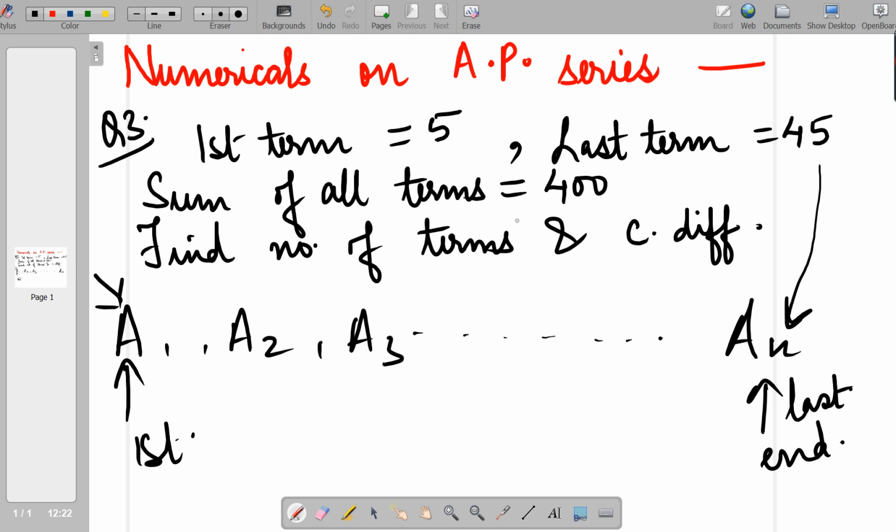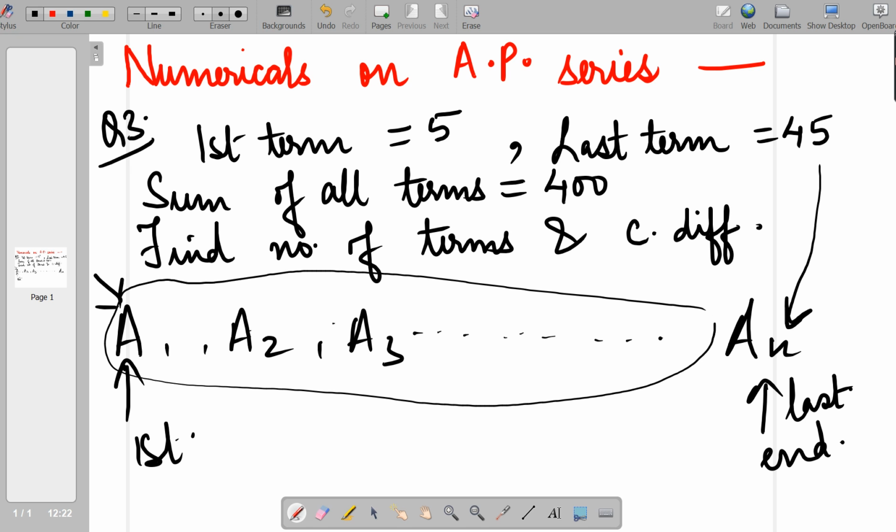One more thing is given, that is the summation of all the terms, the altogether value. It means if you add A1 plus A2 plus A3 plus A4 plus A5 and keep adding all the terms, and when you reach AN and it is added to the sum of all these intermediate values, you get a summation value of 400. Altogether, the addition of all the elements in that series is 400.